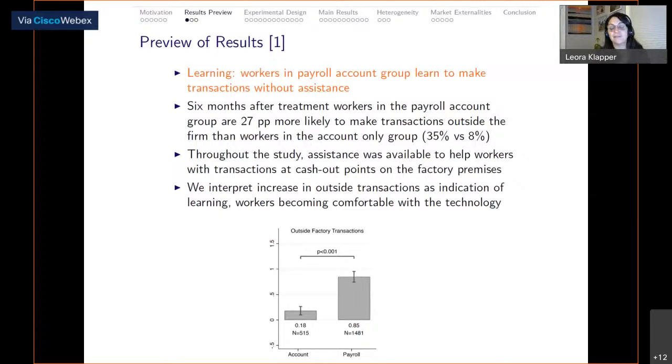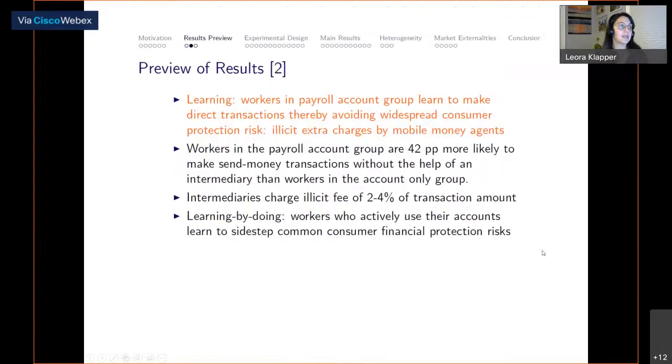We interpret these results as workers becoming more comfortable with technology. And here on the bottom, you can see our summary statistics: about 85% of workers who receive electronic payroll start using ATMs outside the factory, as opposed to less than 20% of workers who only received an account.